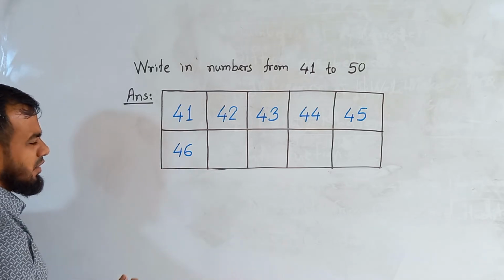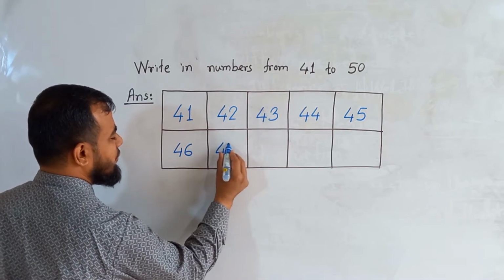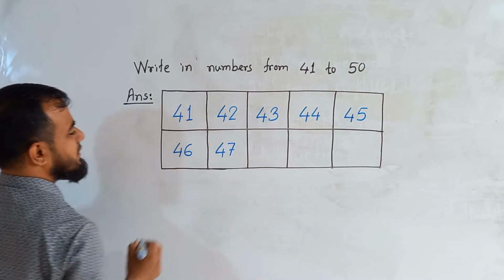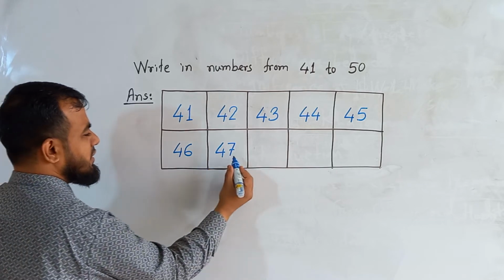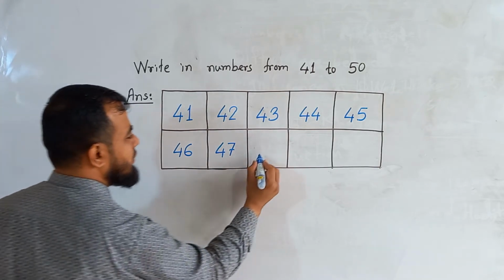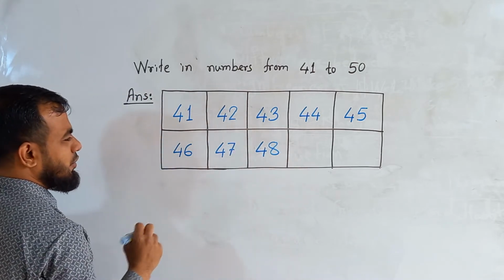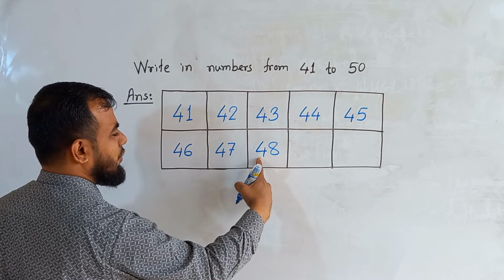After 46, the number is 47. 4 and 7 makes the number 47. After 47, the number is 48. 4 and 8 makes the number 48.